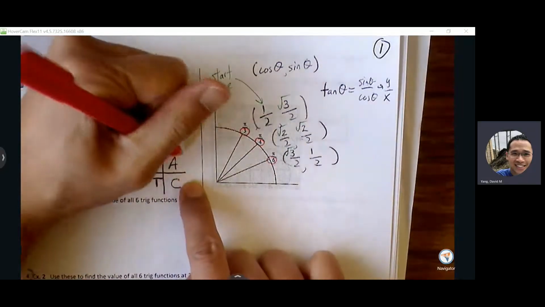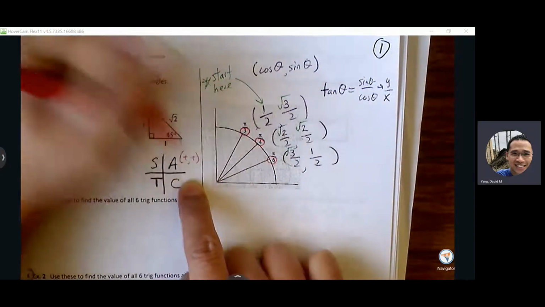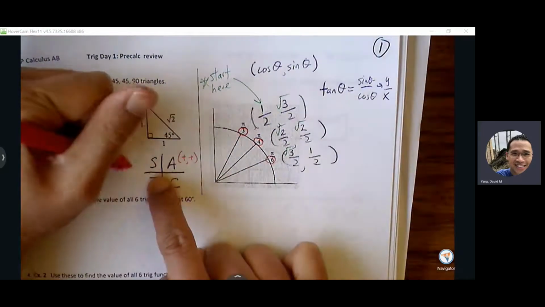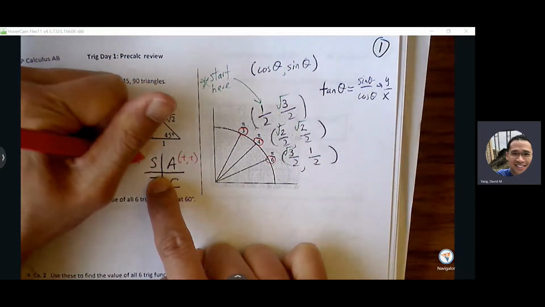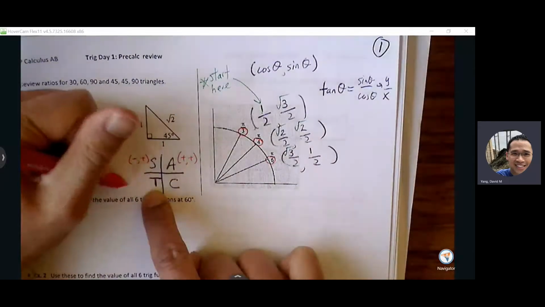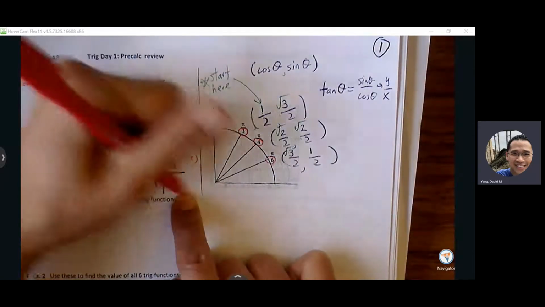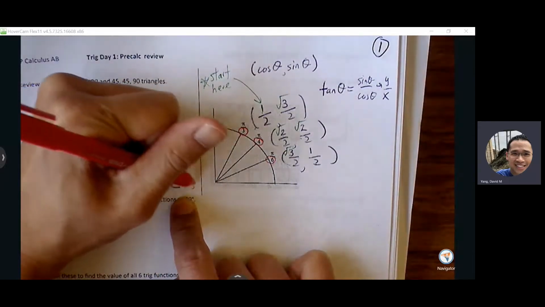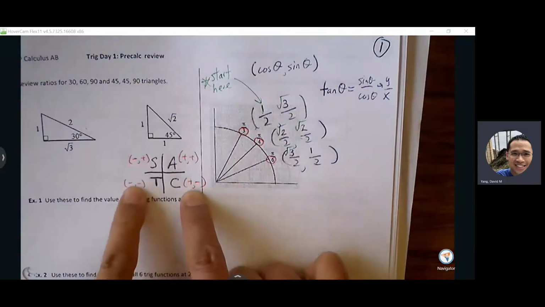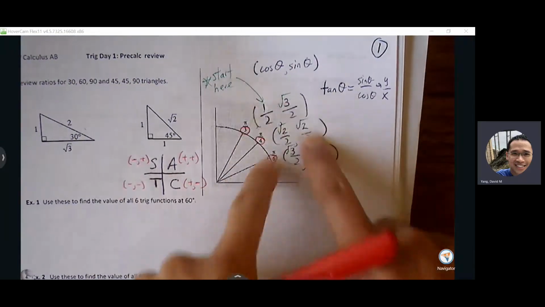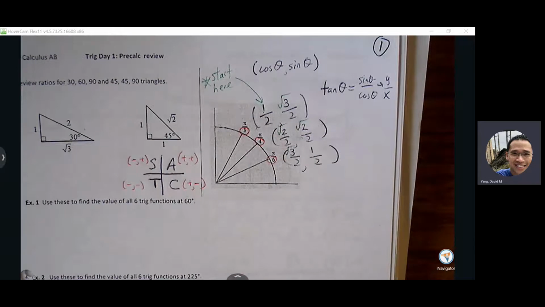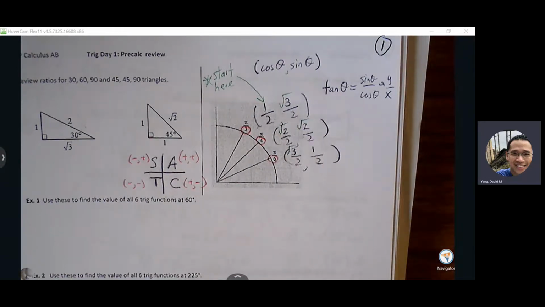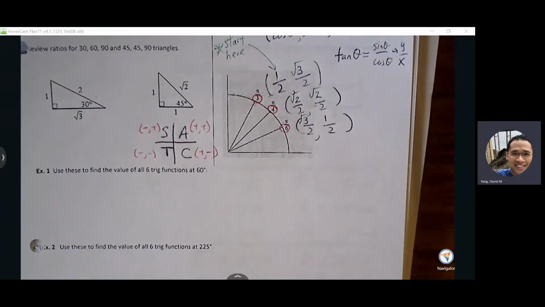So anything in the first quadrant is going to be positive, positive. Anything in the second quadrant is going to be negative, positive. Anything in the third quadrant is going to be negative, negative. Anything in the fourth quadrant is going to be positive, negative. So imagine just taking these ordered pairs and assigning the appropriate positives and negatives depending on which quadrant it's in. Okay, example 1: use these to find the value of all 6 trig functions at 60 degrees.